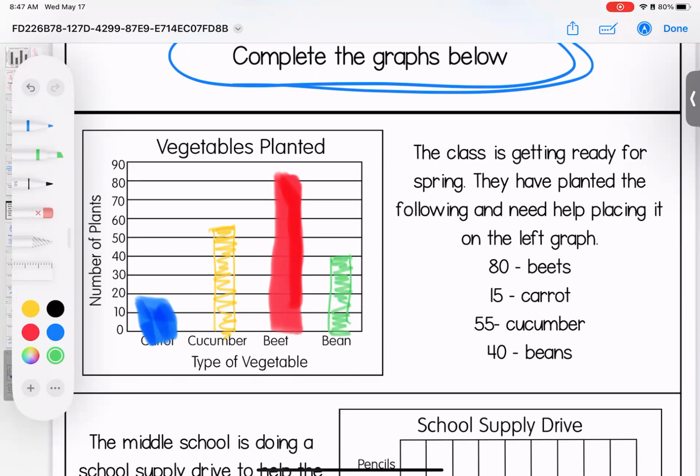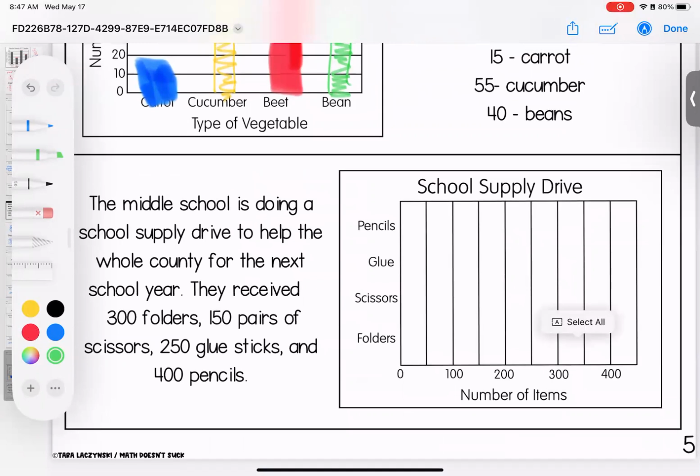There we go. Coming down to our second one, our last one for this week. Notice that our graph is going left to right this time. So we're going to be filling it in across. The middle school is doing a school supply drive to help the whole county for next school year. They received 300 folders. So I have to come out to this bar for folders. There are 300. There is 150 pairs of scissors. So I'm going to come out to this middle line for 150.